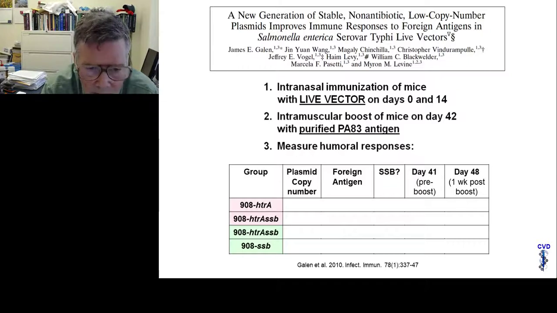There's no SSB stabilization. Okay, on day 41, right before the boost, the humoral immune response was 80 in terms of ELISA units. Okay, on day 48, 1 week after the boost, it went up to about 14,000. Okay, now notice that when we bring in the SSB stabilization system on a 15 per copy plasmid, day 41 pre-boost was 25, and the day 48 1 week post-boost dropped tenfold.